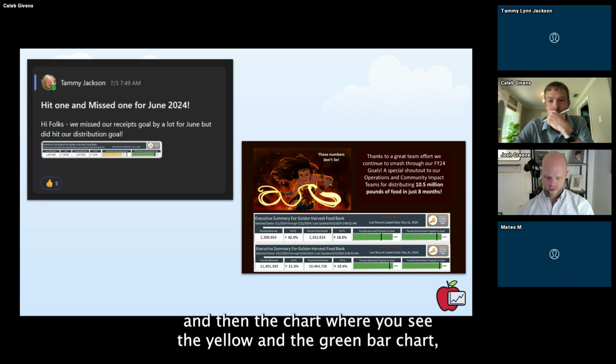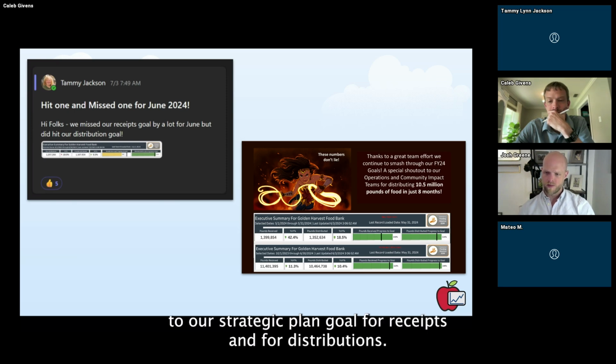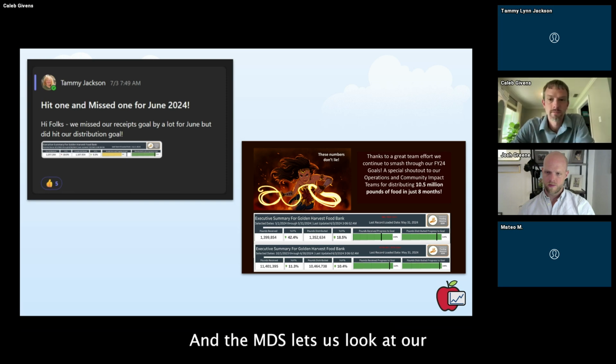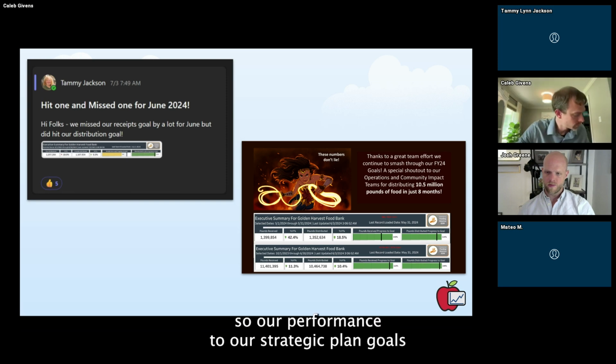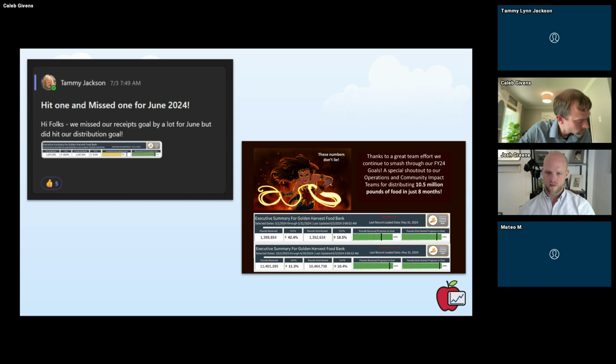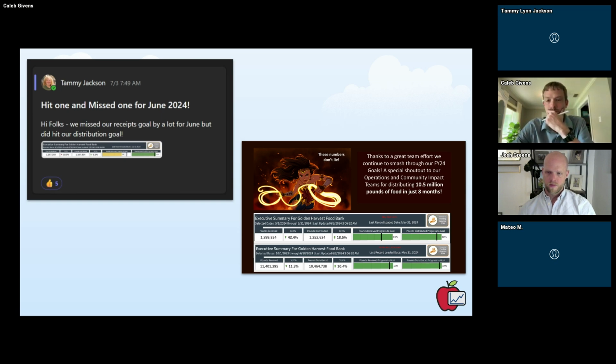And then the chart where you see the yellow and the green bar chart and the little black line, that's showing our progress to our strategic plan goal for receipts and for distributions. And the MDS lets us look at our performance to our strategic plan goals instantly, against month, against quarters, against year. It's the favorite tool of our executive team, and we just use it constantly.